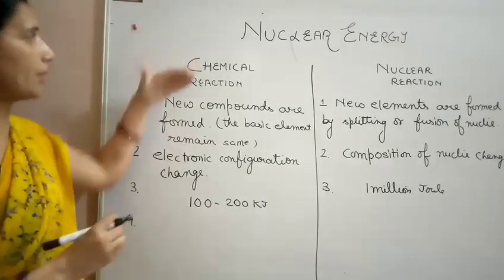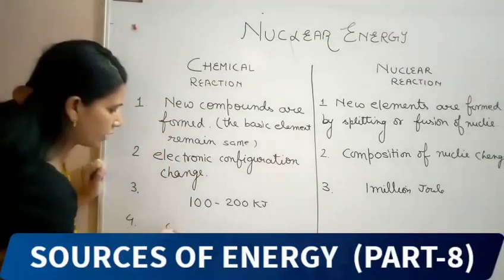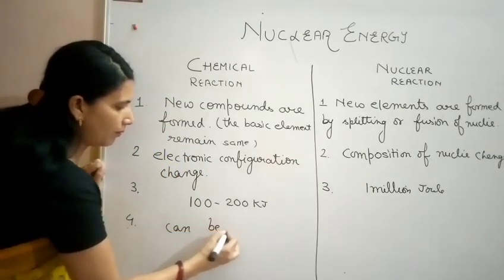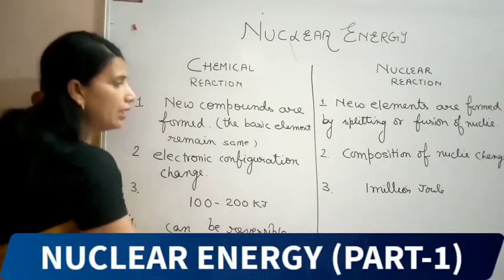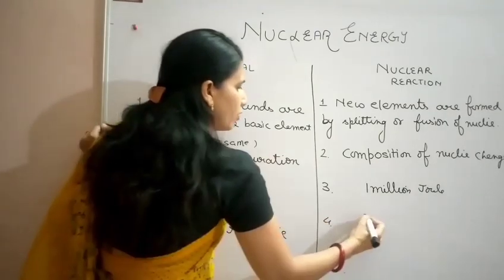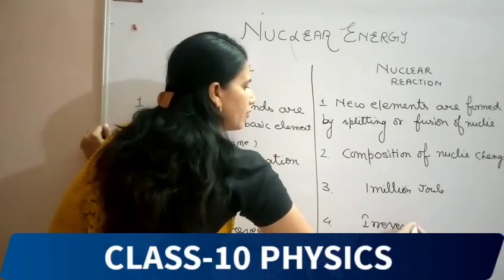Many chemical reactions can be reversible. But a nuclear reaction is strictly irreversible.